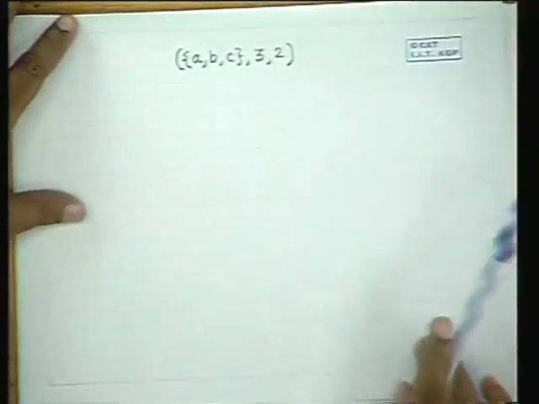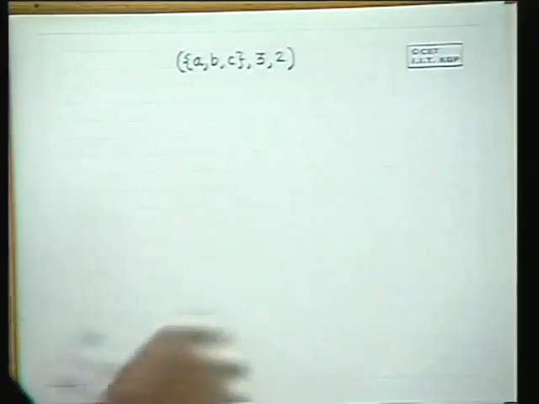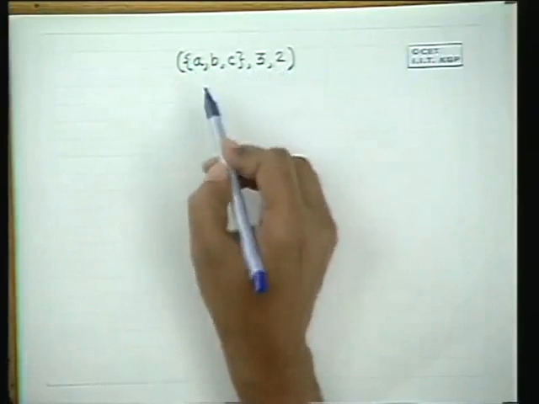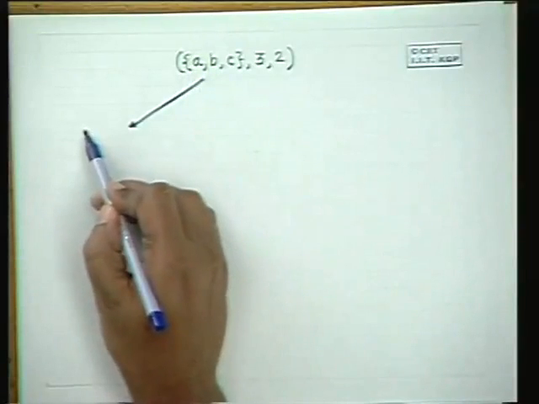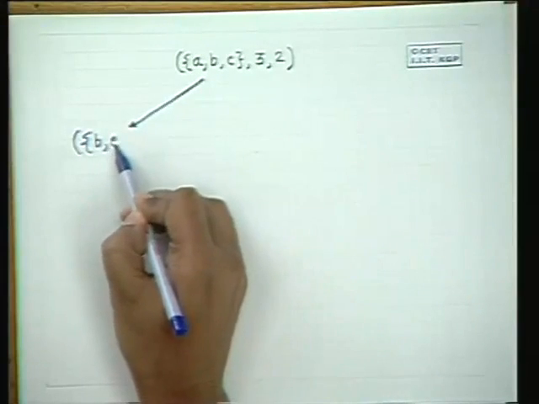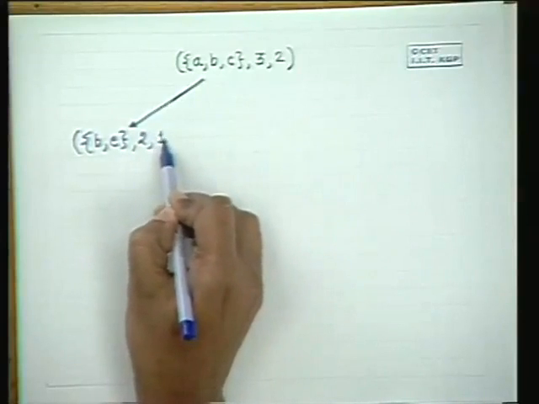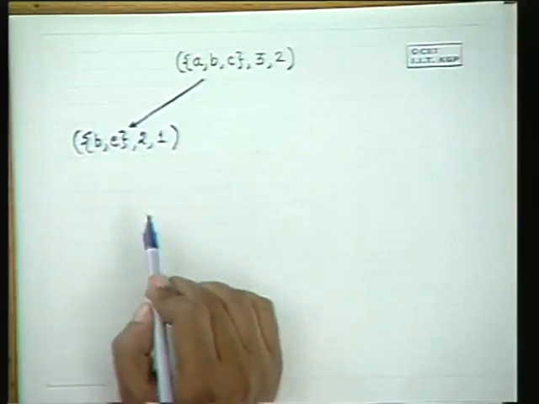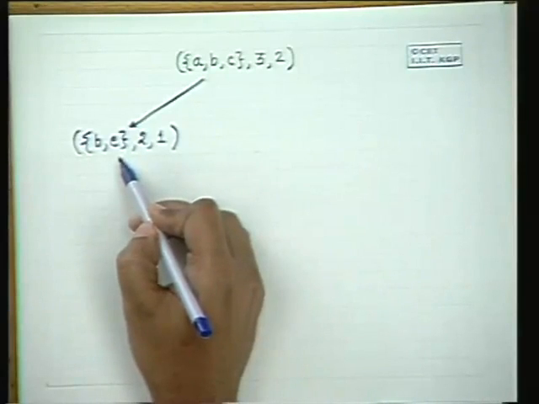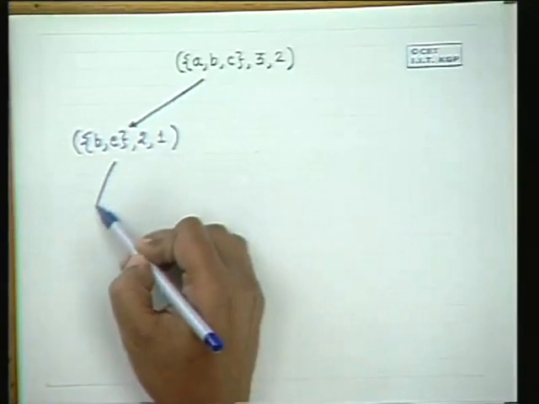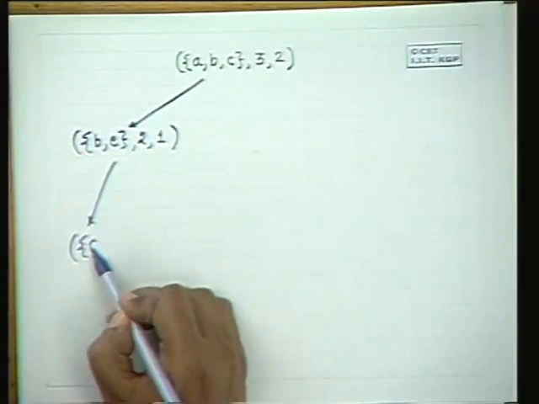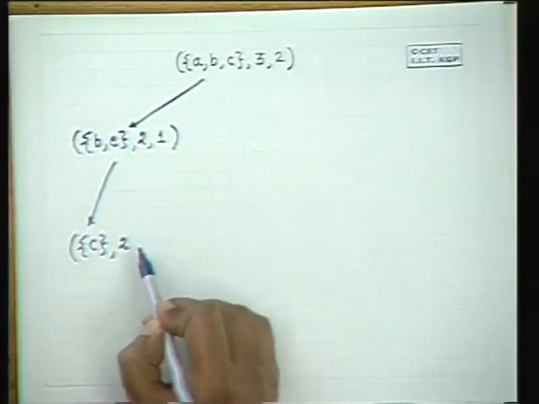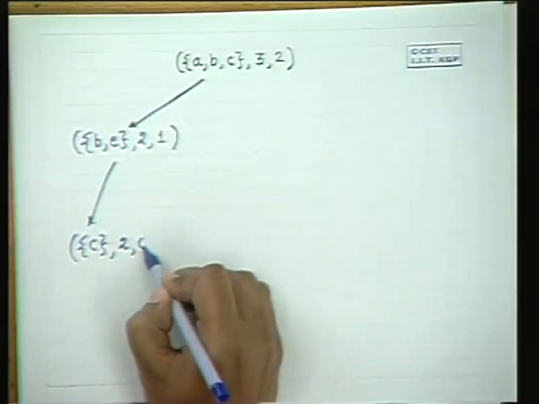So let's work out a quick example, and we will just quickly revise how this program works. Suppose it is A, B, C, 3 and 2, then first we will start with 0 and we will call it with B, C, 2, 1, right? And since it is recursion, we will go this way first. We will go down like this, and we will call it with C, 2, 0.